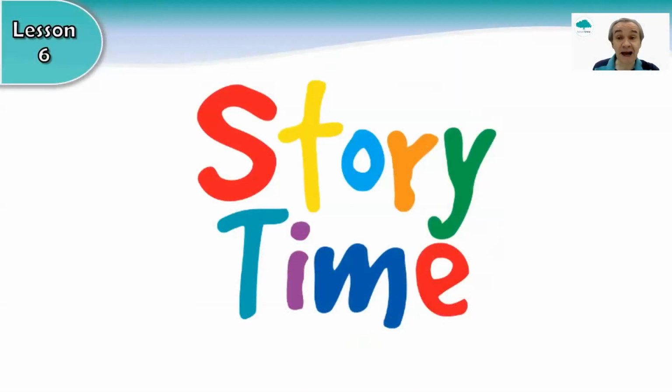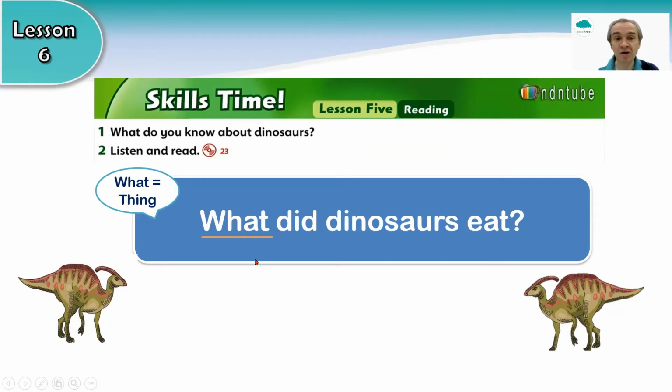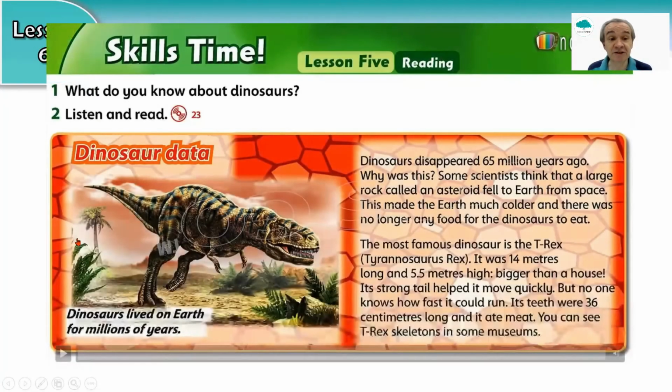Okay, next we have story time. But before we look at the story, let's look at this question. What? Now, what, remember, we use for things. So what did dinosaurs eat? Now let's have a quick look at the story and find the answer. So as you can see, dinosaurs lived on Earth for millions of years.